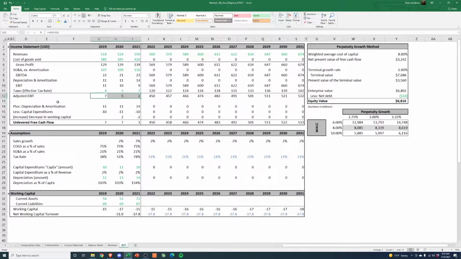So after we have our adjusted EBIT, we're going to add back our non-cash items. So we're going to add back depreciation. We're going to subtract out capital expenditures, because Capex is an investment in the business that's not flowing through the income statement anywhere on here. So this flows through the statement of cash flows and it'll be on the balance sheet. And then we're going to look at our change in working capital, and I'll walk through what that is.